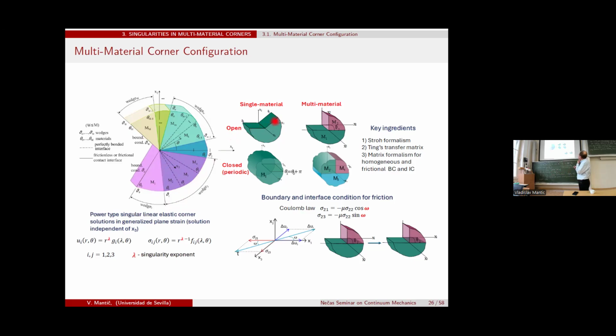So we can have situations like this: a single material open corner, or a multi-material open corner, or a closed periodic corner, which is a single material with some specific interface condition, or a multi-material closed corner. We will consider again a power type singular solution for displacement and stresses under singularity exponent. We consider the possibility of boundary interface condition for friction with this form of the Coulomb friction law.